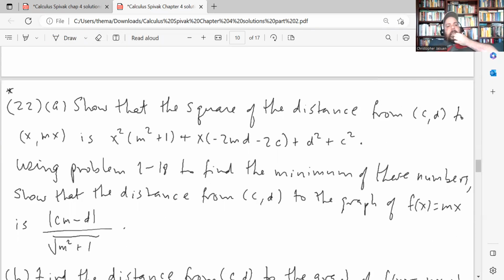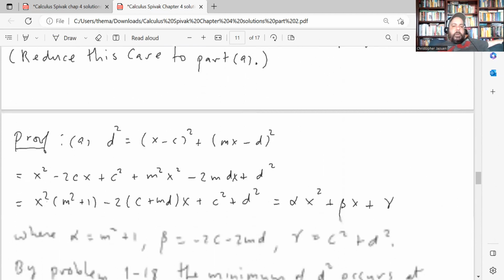So 22a, show that the square of the distance from c, d to m x is given by this expression: x squared plus m squared plus 1 plus x times minus 2md minus 2c plus d squared plus c squared. Using problem 118, to find the minimum of these numbers, show that the distance from c, d to the graph of that line is given by this formula: absolute value of c times m minus d divided by the square root of m squared plus 1. So let's do that first, and then we'll take a look at part B.